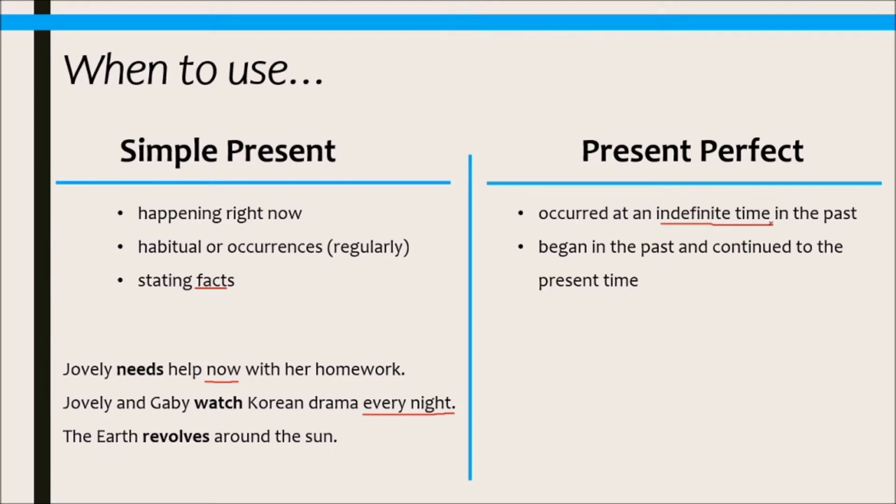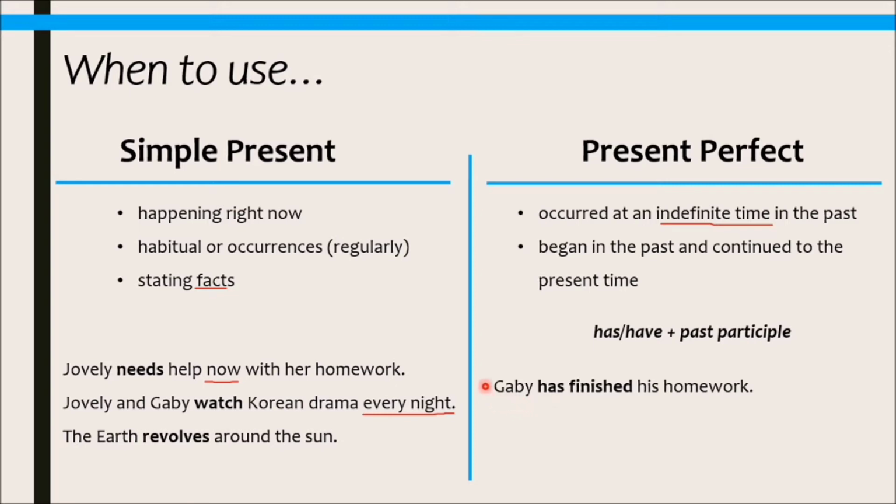Now, here's the real deal. The greatest difference between the simple present and the present perfect is that this one follows a specific pattern or structure. The combination of the helping verb has for the singular subject or have for the plural subject plus the past participle of the main verb. For example, Gabby has finished his homework. We used has because we have a singular subject.